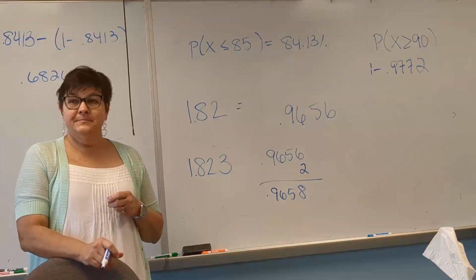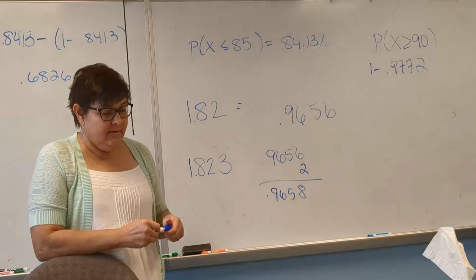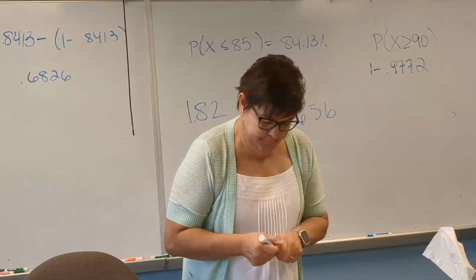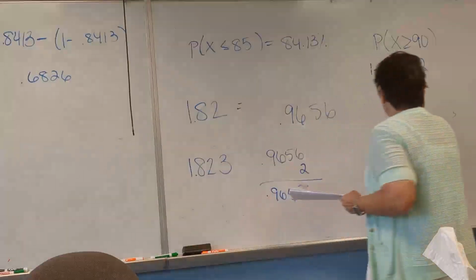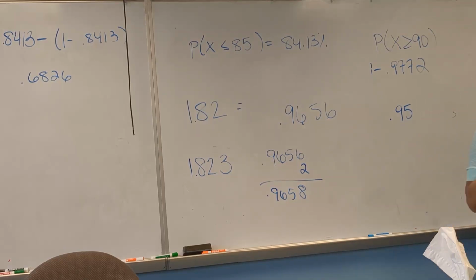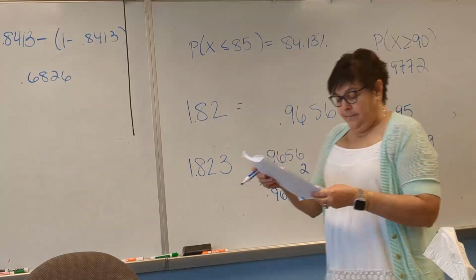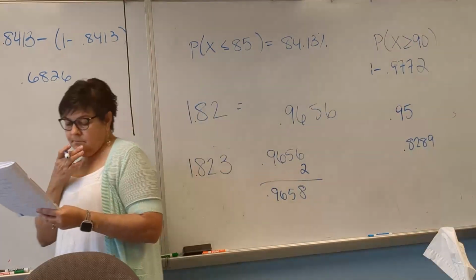What do you think? Now, sometimes there are some really nice ones. Let's say 0.95. So go ahead and look up 0.95. Go ahead and try to master this thing. Look for 0.9. Go over to the 5, and what do you get? 1.6. 0.8289. So 0.82 what? 89. Okay. Now, that's cool.